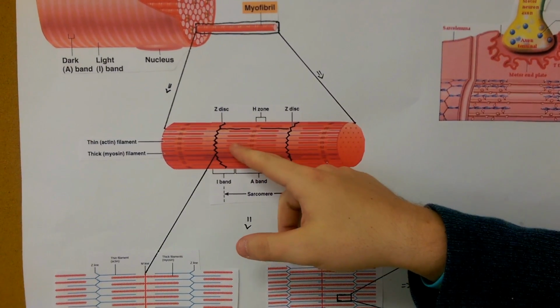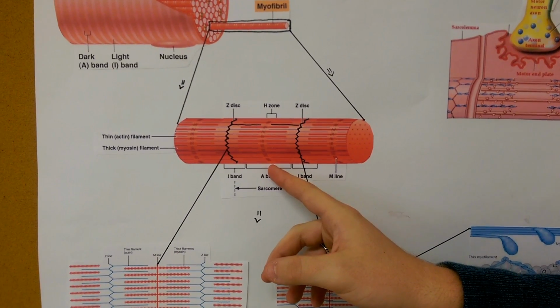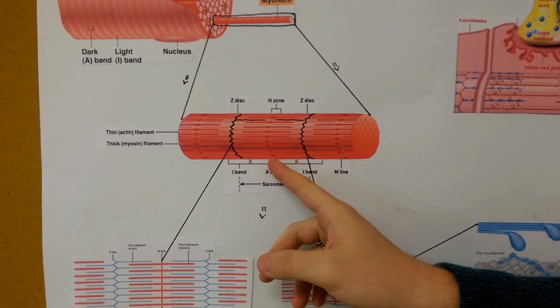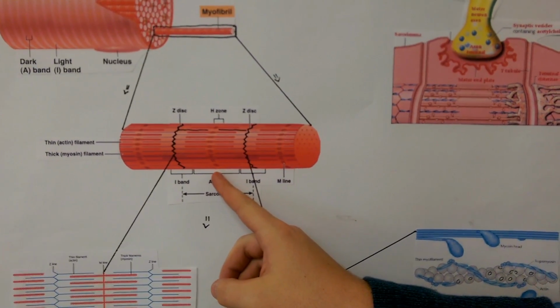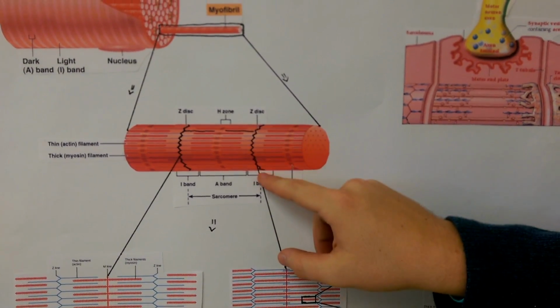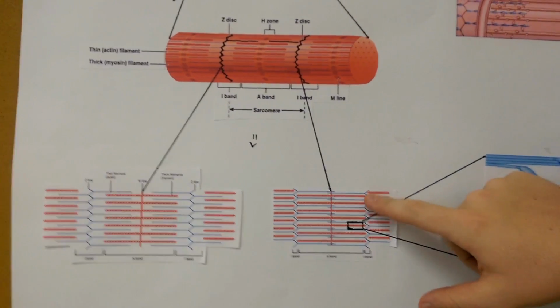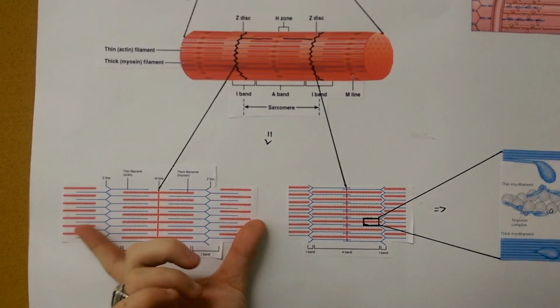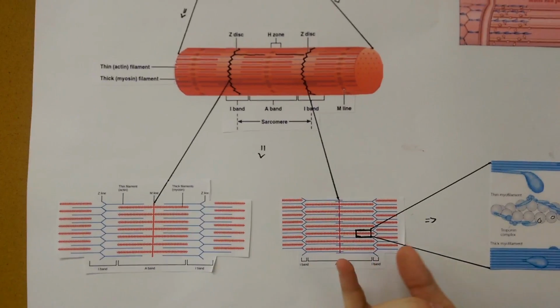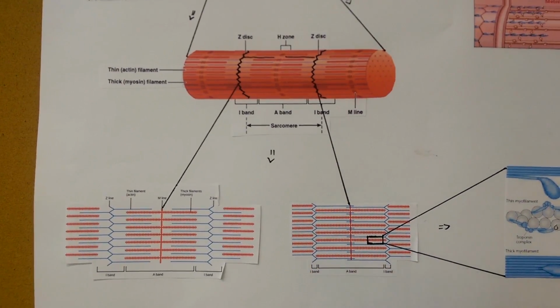Myosin, which is the thick filament, is anchored in the middle of the sarcomere at the M line. Actin, which is the thin filament, anchors on the Z line, the squiggly black line. Because the actin filaments are anchored to the Z line, the sarcomere shortens from both sides when the two filaments slide on each other.